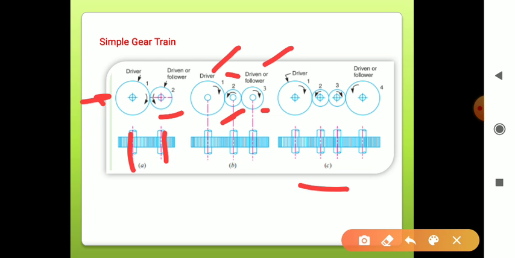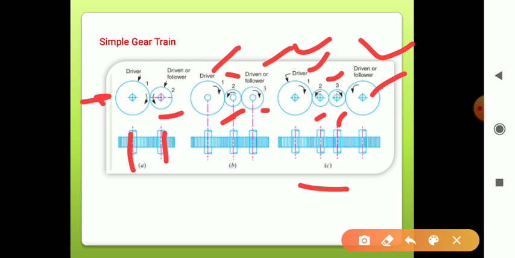Now next, this figure C. In figure C, the first is the driver, the second will move relative to gear number 1, the third will move relative to gear number 2, and the fourth one, the driven, will move relative to gear number 3. The first one is the driver and the fourth one is the driven or follower, and gear numbers 2 and 3 are known as idler gears.